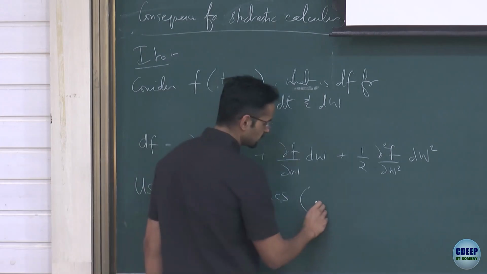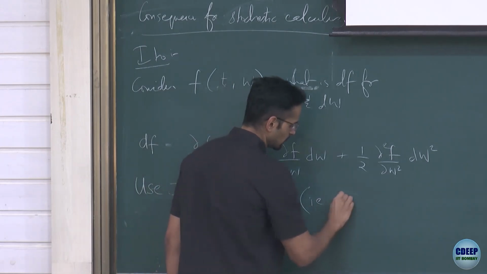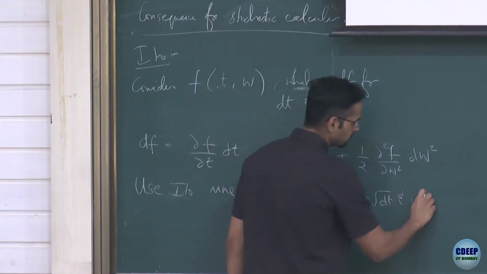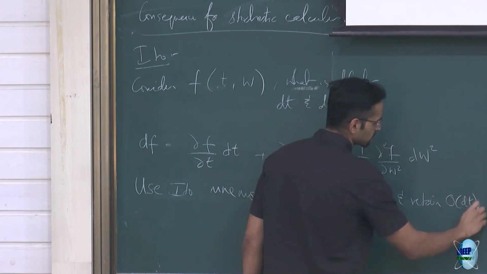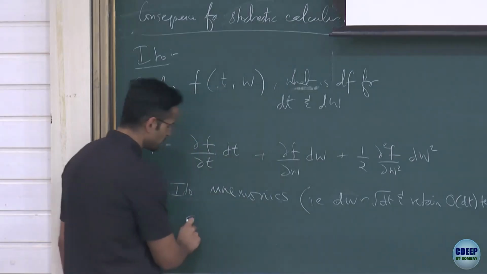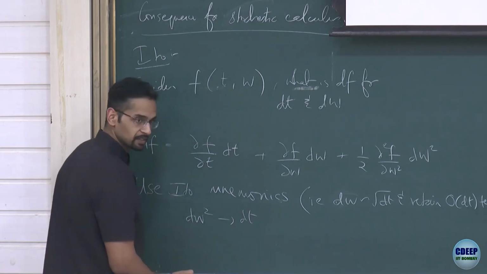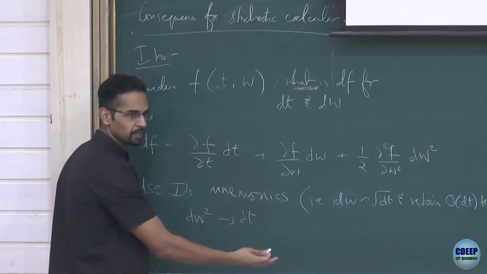Okay, and the basic idea is that dw goes like root dt, and we retain only order of dt terms. So that means if I have dw square, this is like dt. dw is left as dw because it's stochastic, but dw square becomes deterministic.